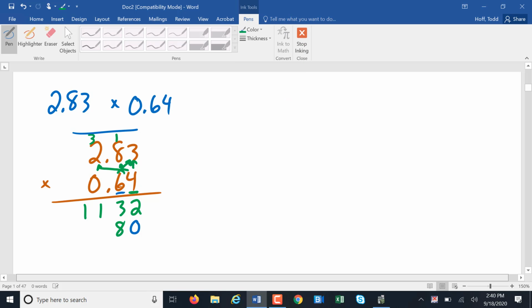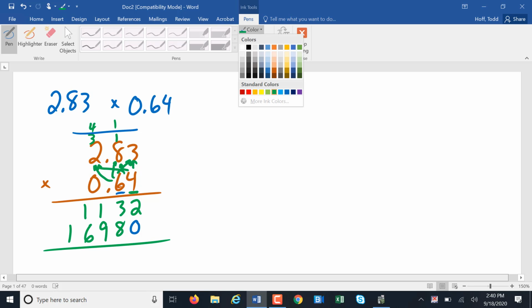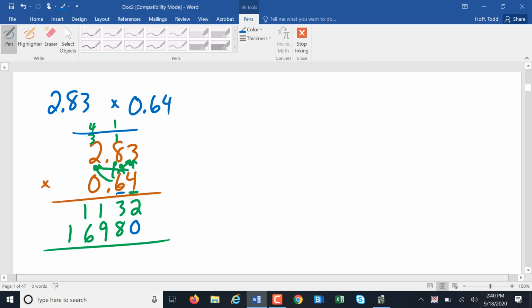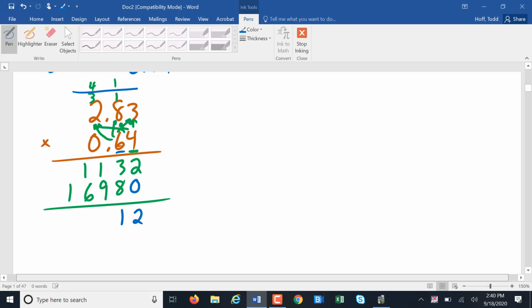6 times 3 is 18, so 8, carry the 1. 6 times 8 is 48, plus 1 is 49, so 9, carry the 4. And 6 times 2 is 12, plus 4 is 16, so 6, and we move the 1 over. That's all we have for digits there, so we're going to go ahead and combine them. 2 and 0 is 2. 3 and 8 is 11, so 1, carry the 1. 1 and 1 is 2, plus 9 is 11, so 1, carry the 1. 1 and 1 is 2, plus 6 is 8, and 1.